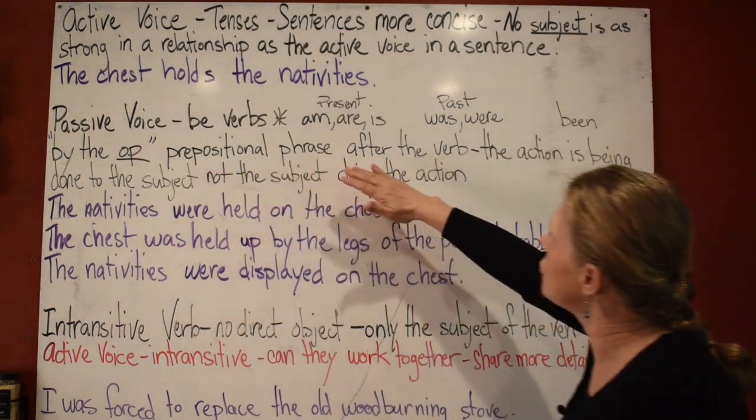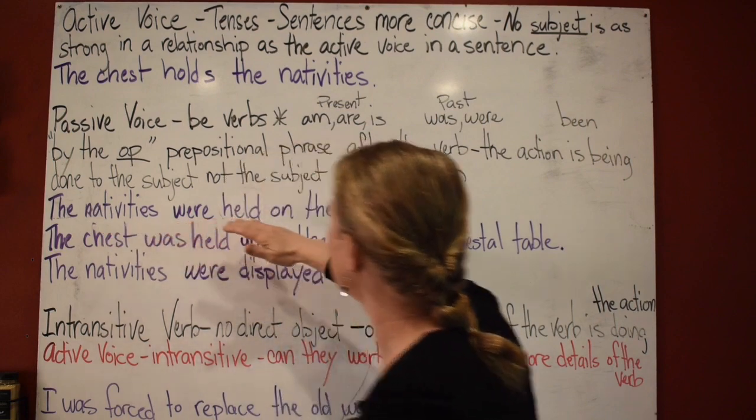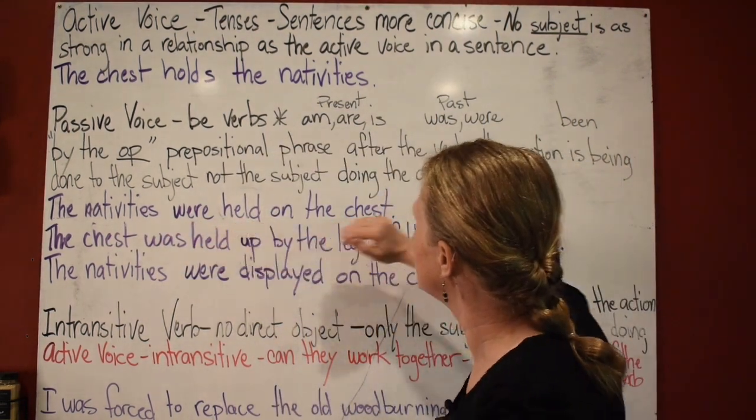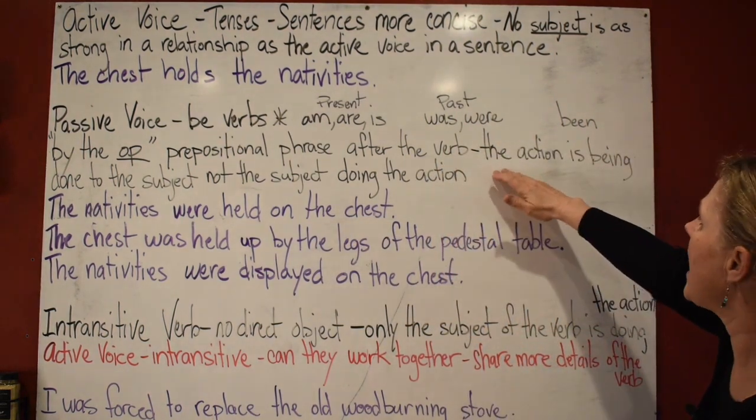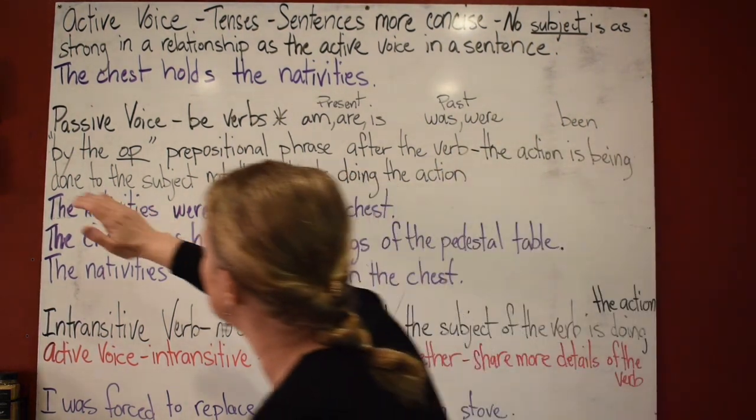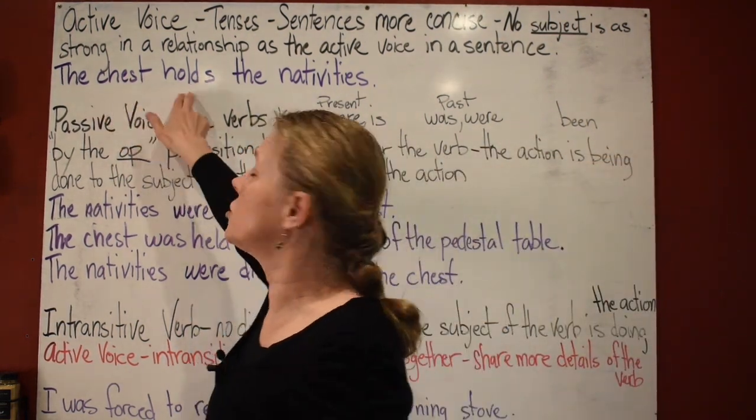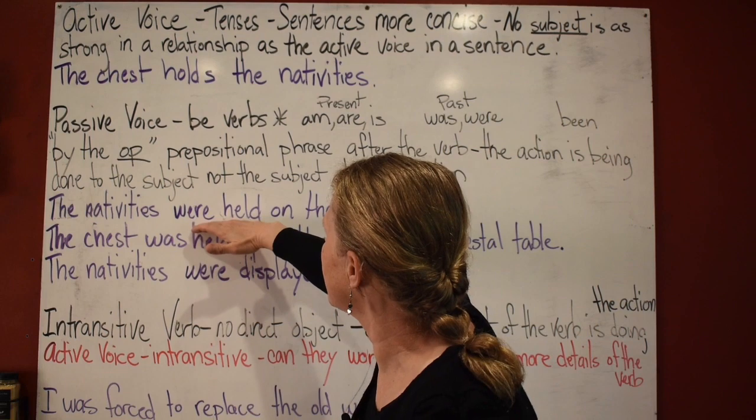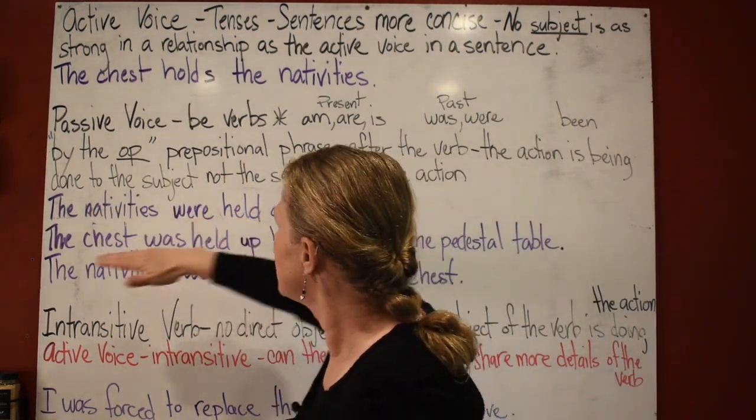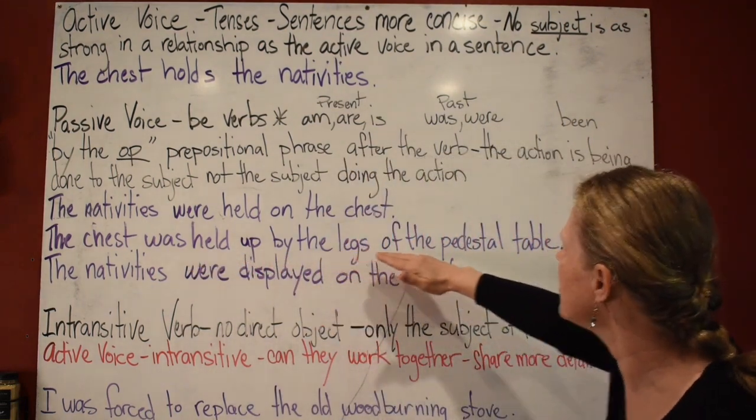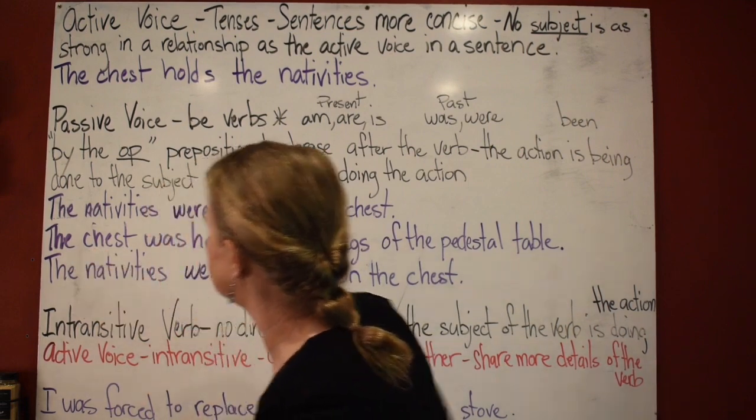So now the prepositional phrase comes after the verb. Like right here, the nativities were held on the chest. Here's your verb, and here is your prepositional phrase. The action is being done to the subject, not the subject doing the action. Here, the subject is doing the action. But right here, the action is being done to the subject. The chest was held up by the legs of the pedestal table. The action is being done to the subject.